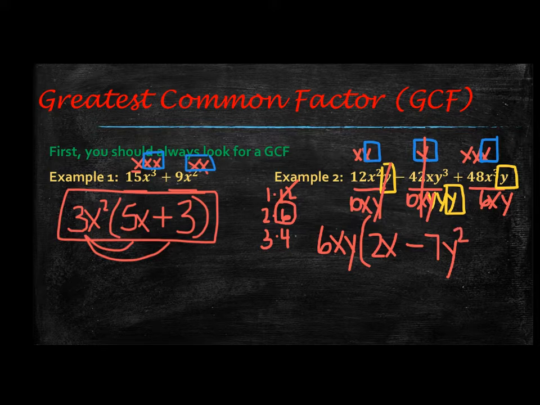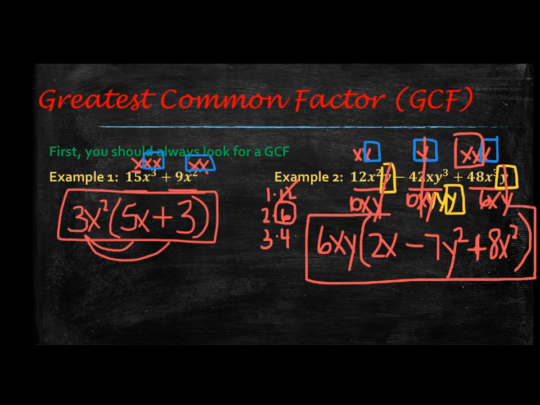Okay, now we're going to go to the last term, plus 48. So 48 divided by 6 is 8. X to the third divided by x is going to give me those x squareds left over. And then the y's end up canceling, and so that is what we have. Again, you want to double check when you distribute it back together. Make sure you get the original, and then if you look for the GCF using the manner that I just showed you, you won't miss anything.